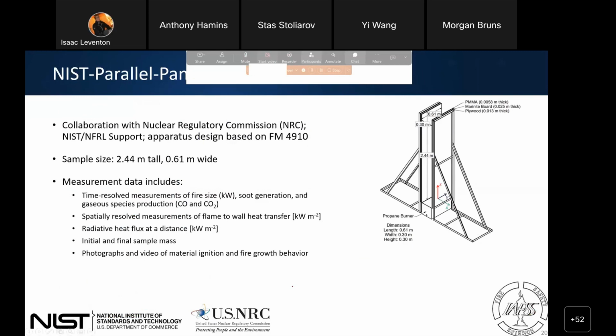I'll introduce the second case for fire growth, which has some similarities to the one that was just described. It is the same MaCFP PMMA that we looked at before. In this case, we're looking at flame spread over parallel panels, so panel 1 and panel 2.